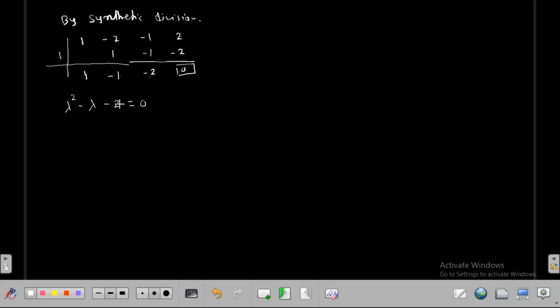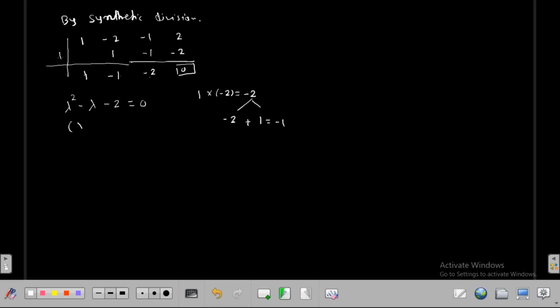So now find the roots of this quadratic equation. We can find it by the direct method. See, the lambda square coefficient is 1, and multiply this with minus 2: 1 into minus 2 is minus 2. Now find the factors of this minus 2 such that when we add the 2 numbers, we get minus 1. So if we take the factors minus 2 into 1, minus 2 into 1 is minus 2, and the addition minus 2 plus 1 equals minus 1. So we get the middle number minus 1.